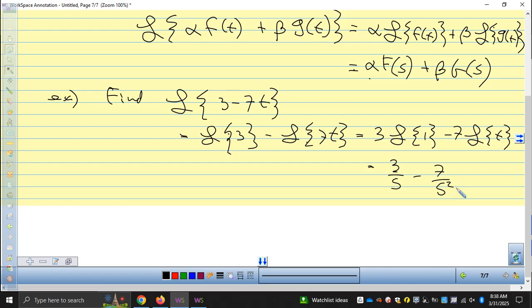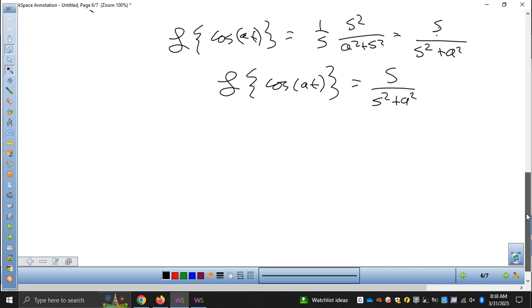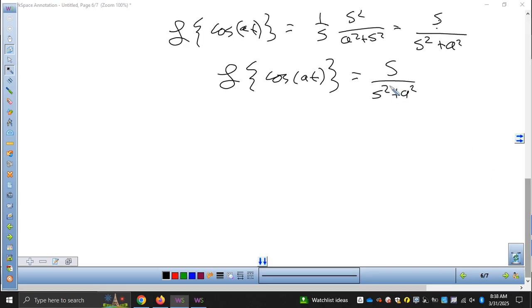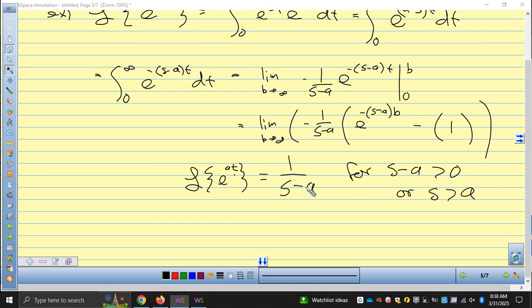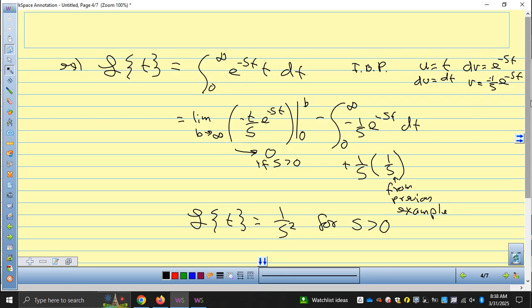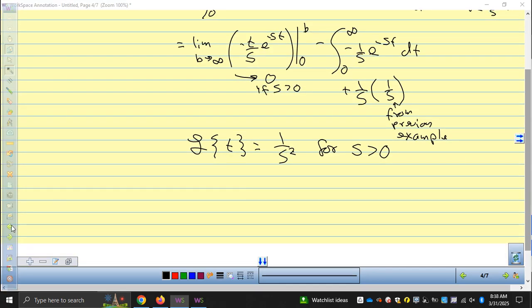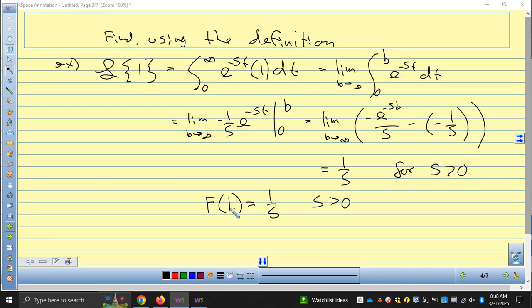Now often, just as a little heads up, when we start talking about inverse transforms, let me back up here. For all of these transforms that we found, what this implies is the inverse transform of s over s squared plus a squared is cosine of at. The inverse transform of 1 over s minus a is e to the at. The inverse transform of 1 over s squared is t. The inverse transform of 1 over s is 1.